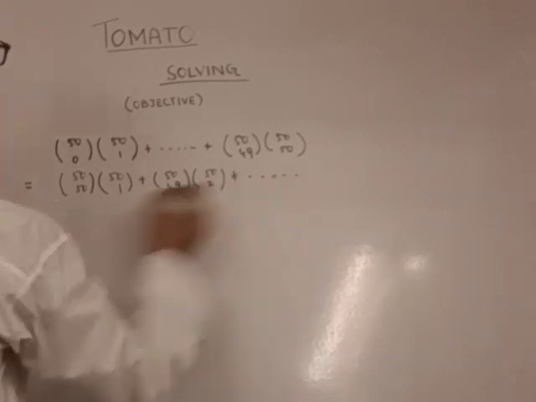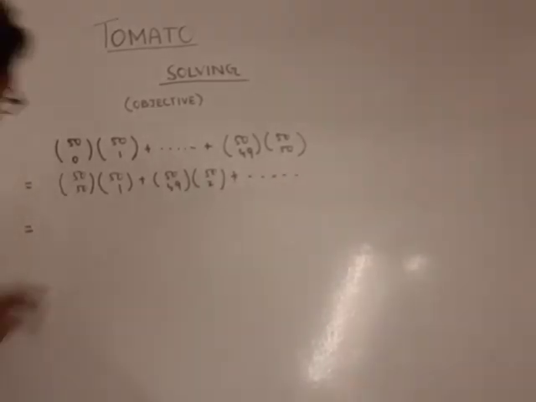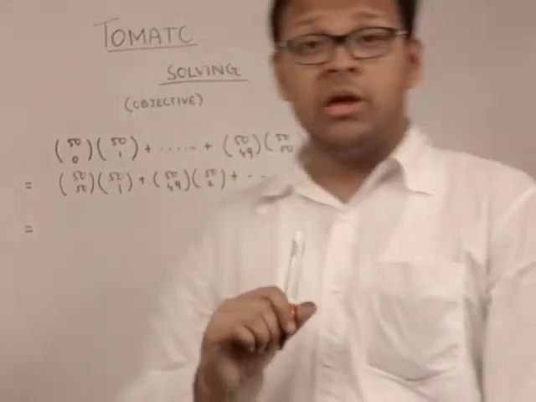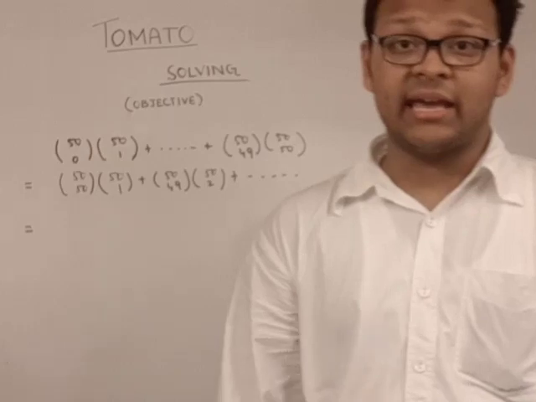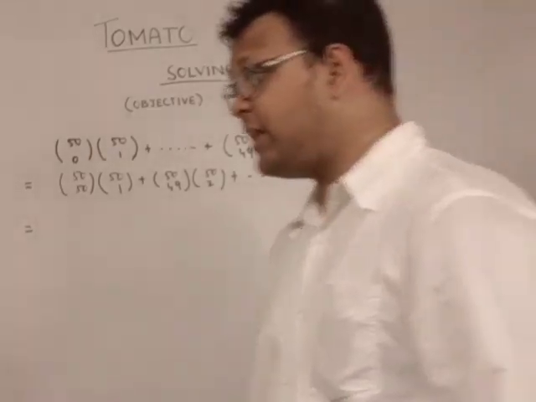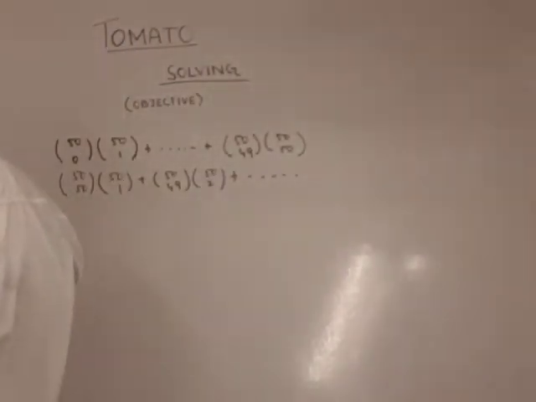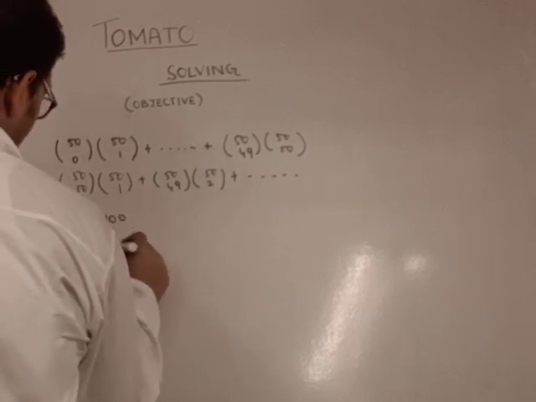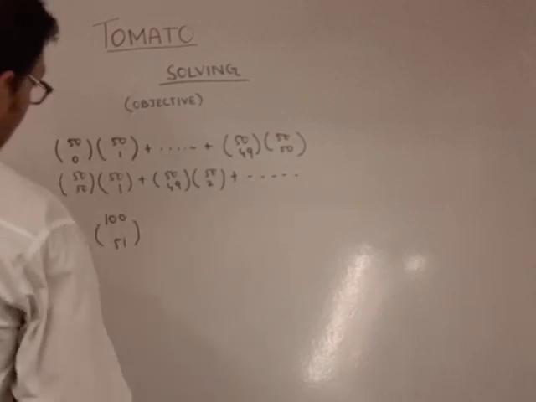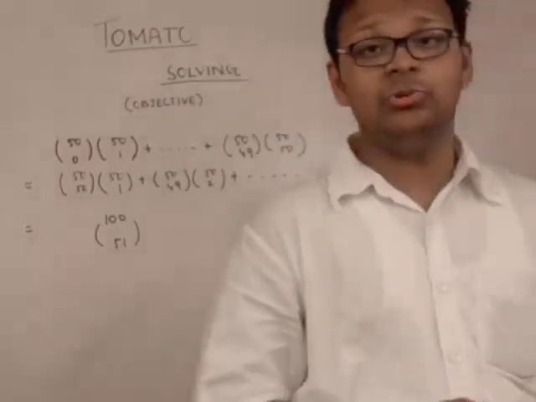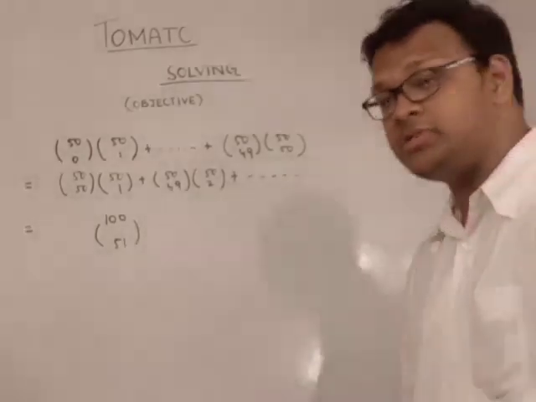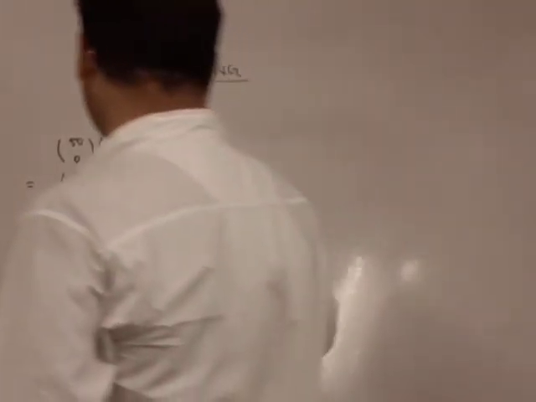And now I can apply Vandermonde's identity. This is because all these terms have the same sum: 50 plus 1 is 51, 49 plus 2 is 51, and hence I can apply Vandermonde's identity here. And if I apply it, what do I get? I get 100C51. So I hope that you have understood the utility of Vandermonde's identity and of story proof. I request you to rewind this part again and see it.